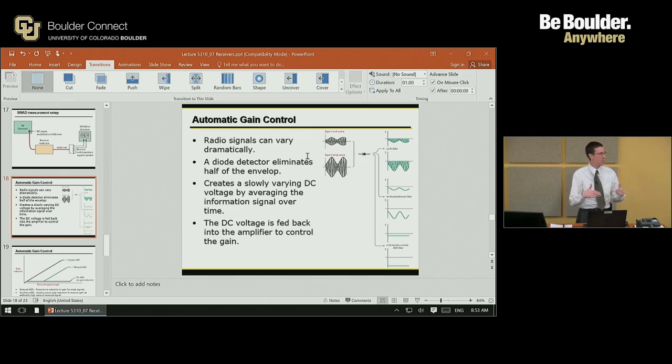It's not the same as what we're talking about here with automatic volume control. But I just wanted to make the point that it becomes annoying if the signal's bouncing up and down and you don't have a way to control it.